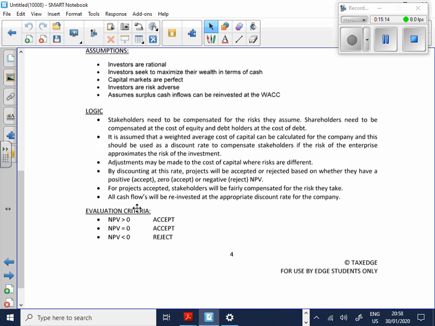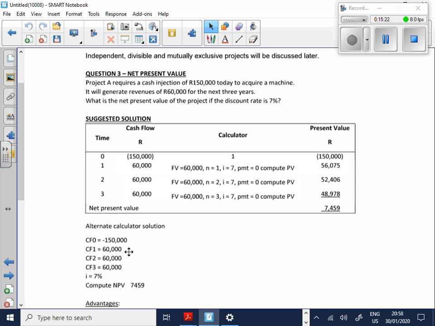And then last one. All cash flows will be reinvested at appropriate discount rates. That's cool. Let's carry on. So it says here, question 3, net present value. Now guys, there are whole lots of stuff: independent projects, mutually exclusive projects, divisible projects, non-divisible projects, profitability index, capital rationing, unequal lives of projects, all of that next week. Are you guys comfortable? For tonight, I just want to make sure that you know how to do a basic NPV calculation. Is that all right?